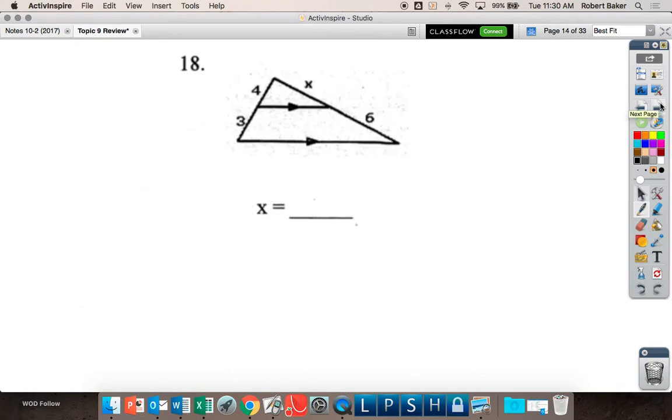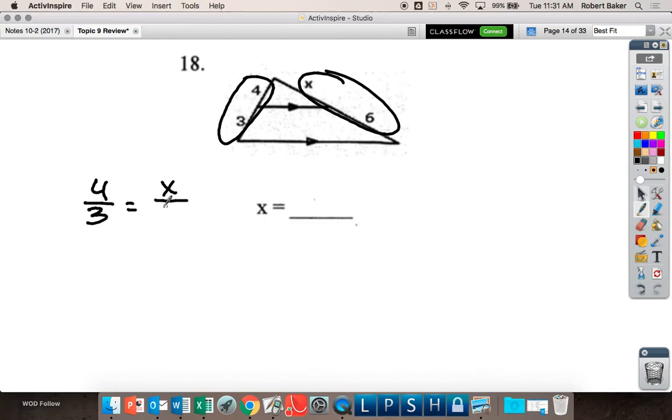Alright, this one's a little different. This is the other one that we did. So this one's not an angle bisector. This is just multiple parallel lines. It's a little easier to see. All the numbers on the left are one proportion. All the numbers on the right are the other proportion. You're just missing your vinculum. 4 over 3 equals x over 6.